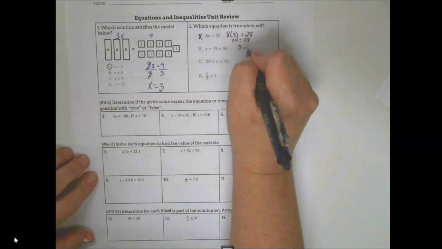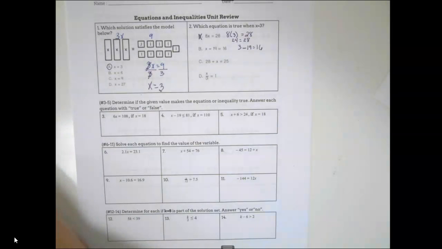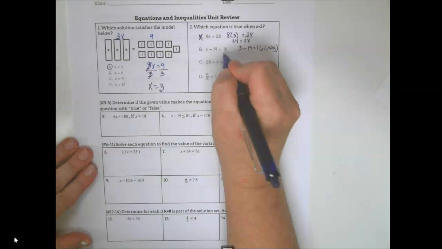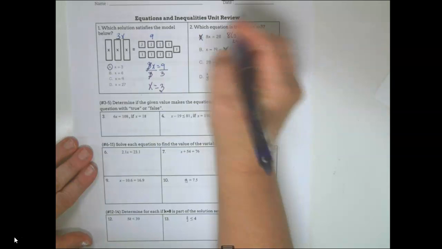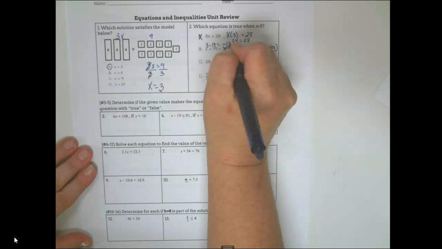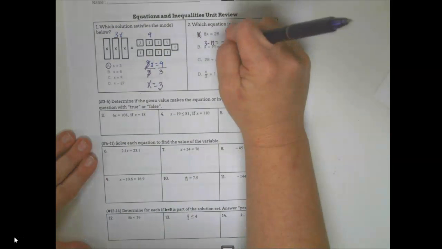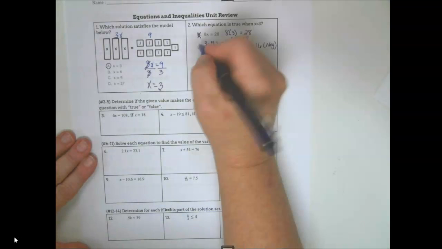3 minus 19 equals 16. Well, I know this is going to be a negative number, and 16 is not negative, because 3 minus 19 is actually negative 16. So it's not B.